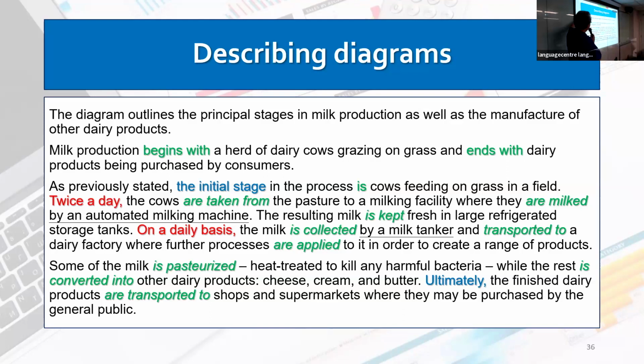For example, the diagram outlines 5 stages, say 5 or 6 or 7 stages in milk production, including this and that. So the overview here can be more specific. But other than this, this sample does show some important language features that we can use when describing diagrams.